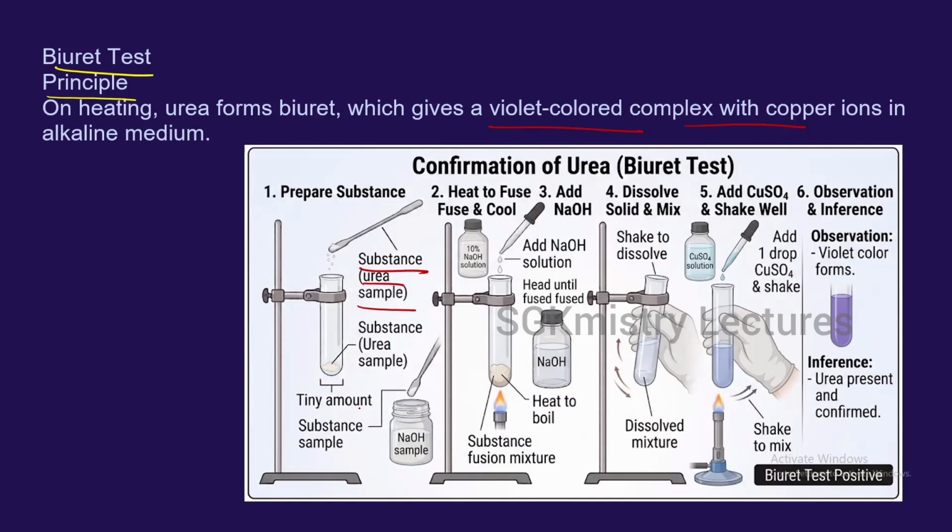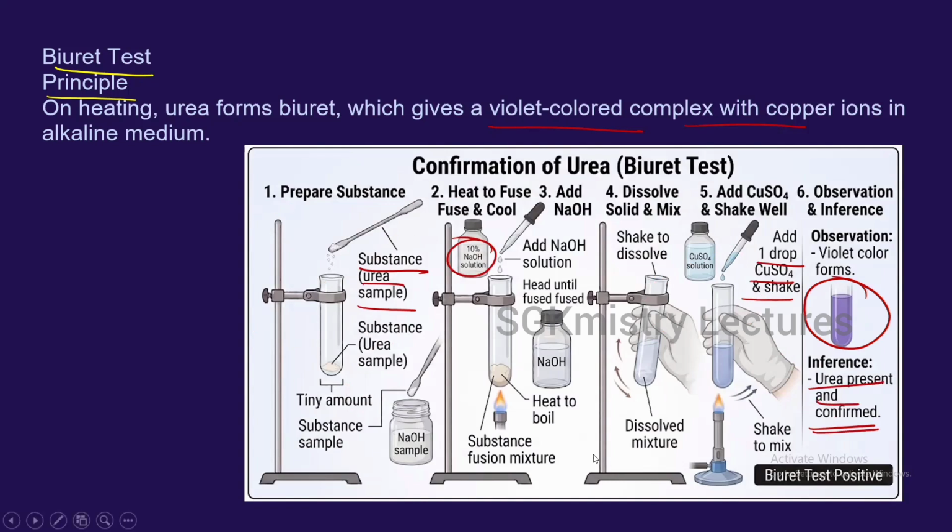Now, after it is cooled, you're going to add 10% NaOH solution and also a drop of copper sulfate to it. After adding the copper sulfate, you're going to shake it. When the contents of the test tube are shaken, we can see that a violet color is formed. From this, we can understand that urea is present and it is confirmed.